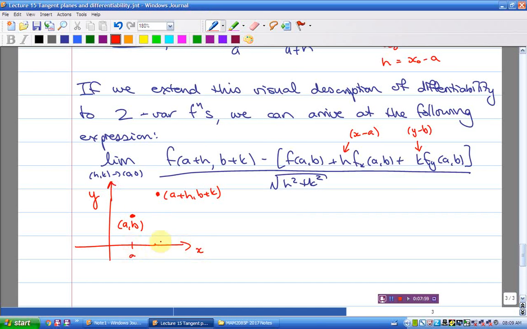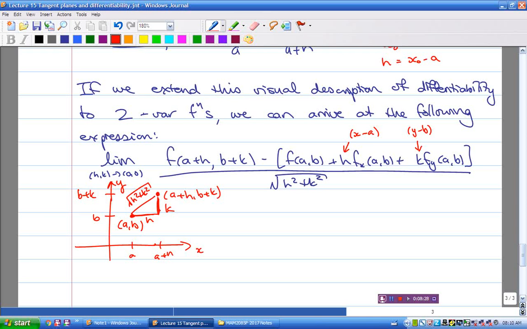So there's a plus h, here's b, here's b plus k. That little distance there is h, that little distance there is k. Pythagoras' theorem says that little distance there is the square root of h squared plus k squared. That's where that square root of h squared plus k squared is. It's the distance between our point of tangency (a, b) and our point that's some little distance away.